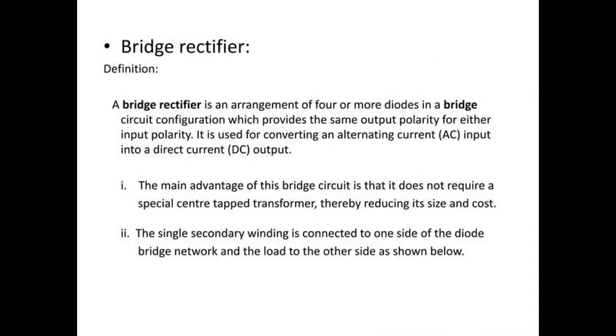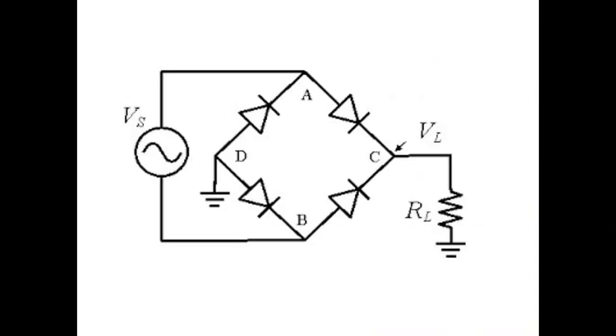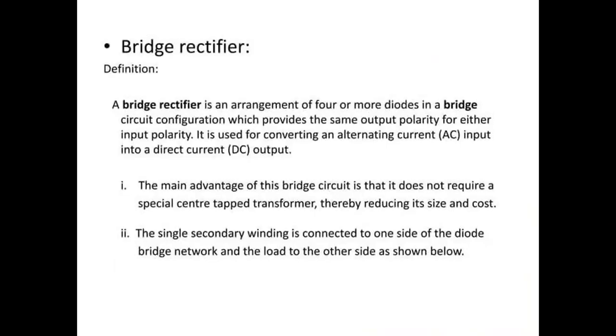The main advantage of the bridge circuit is that it does not require a special center tapped transformer, thereby reducing the size and cost. This is where the center tapped transformer is used. The single secondary winding is connected to one side of the diode bridge network and the load to the other side, as shown below. Thank you.